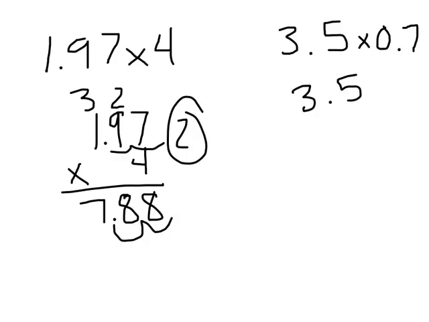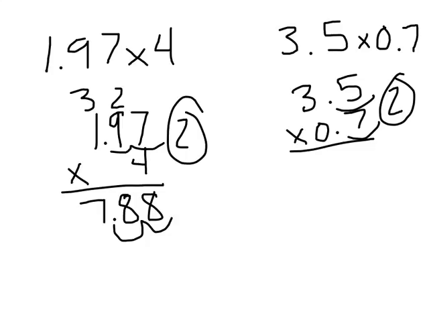What's 3 and 5 tenths times 7 tenths? First, how many numbers are going to be behind the decimal? Well, tenths times tenths is hundredths. There's 2 digits behind the decimal. Now I can multiply like normal. 7 times 5 is 35. 7 times 3 is 21, plus 3 more is 24. And I can move my decimal twice. Once, twice. The correct answer is 2 and 45 hundredths.